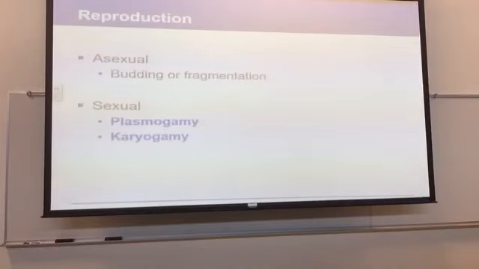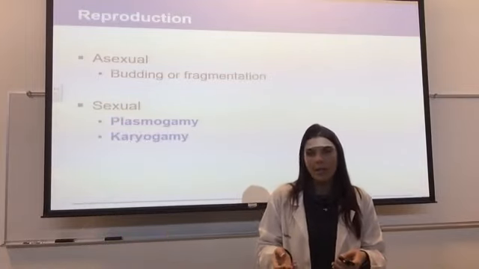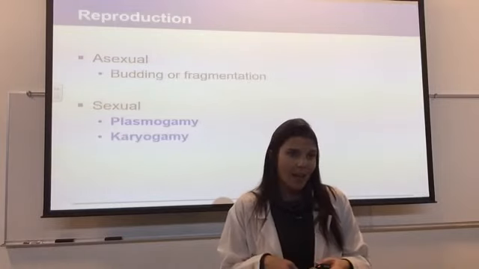Reproduction. Asexual is pretty straightforward. It's a complete clone of that parent organism, and it takes place through the process of budding. And you're going to see that in lab today.